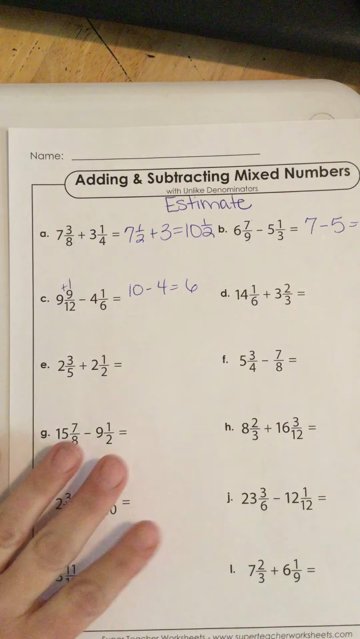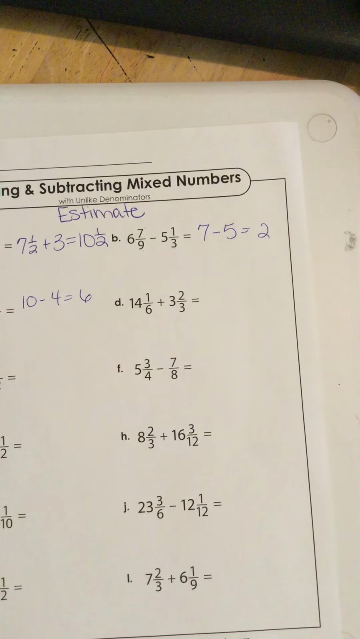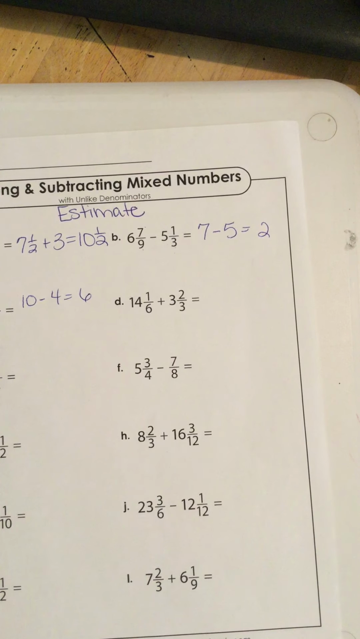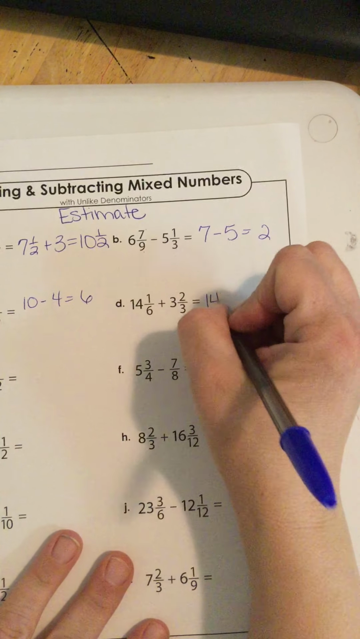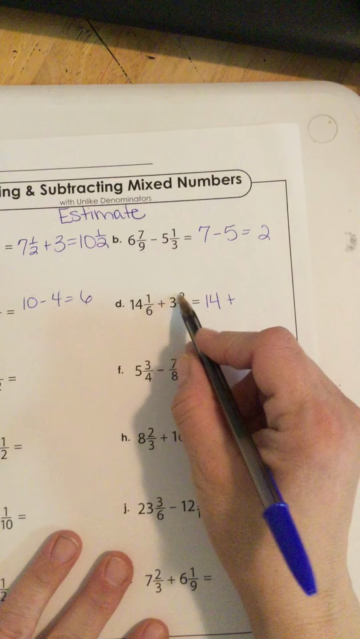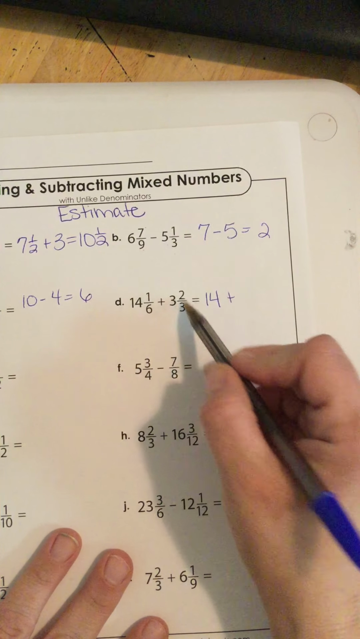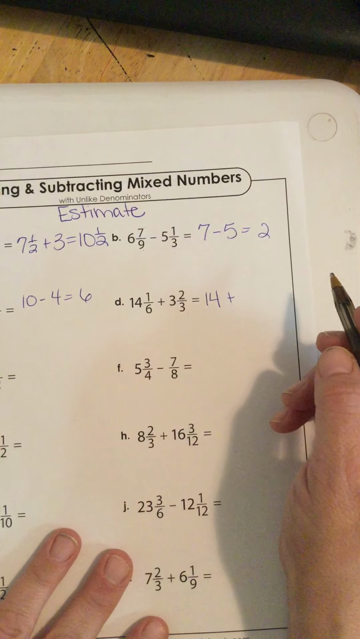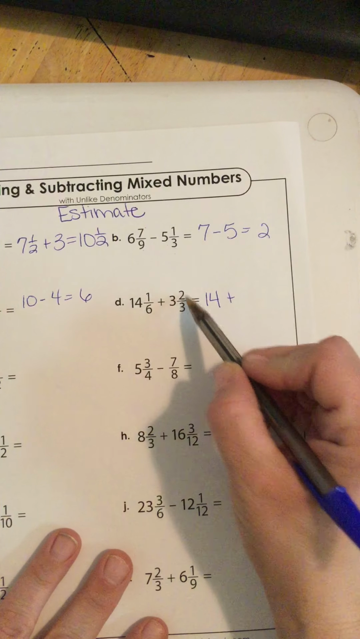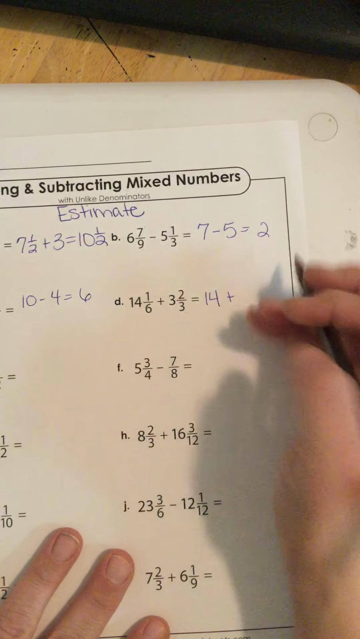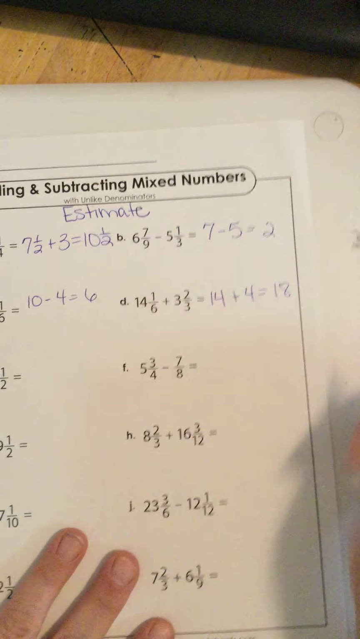Okay? All right, 14 and 1/6 plus 3 and 2/3. So 14 and 1 over 6. What would you estimate that to be? 14, 14.5, or 15? 14. 3 and 2/3. Is this 2/3 going to mean it's going to stay 3, 3.5, or 4? Okay, 2 over 3 is really close to 3. So I'm going to bump this from 3 to 4. And then 14 plus 4 is 18.